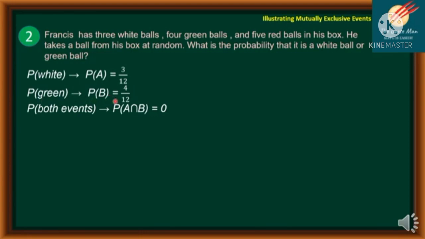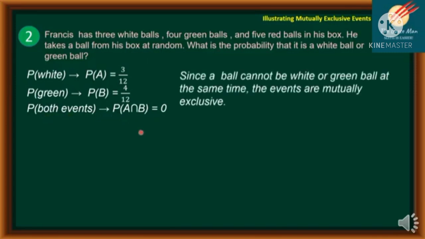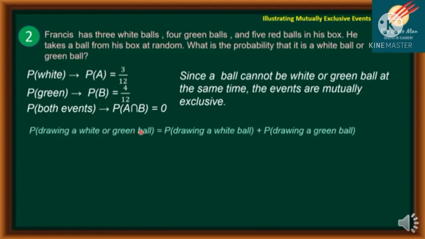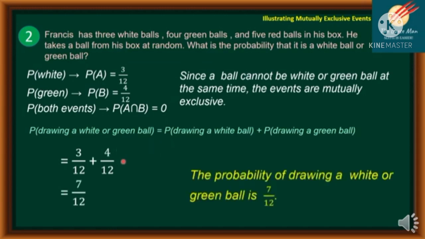Take note that the probability of both events is equal to 0. Since a ball cannot be a white or green ball at the same time, the events are mutually exclusive. So again, the probability of drawing a white or green ball is equal to the probability of drawing a white ball plus the probability of drawing a green ball. So we add 3 over 12 plus 4 over 12, which is equal to 7 over 12. Therefore, we can say that the probability of drawing a white or green ball is equal to 7 over 12.